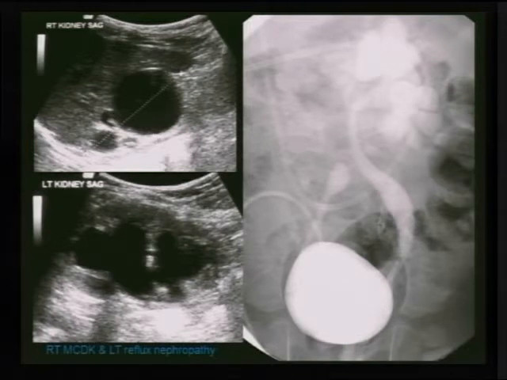VCUG was done for this child, and you can see the ureteric bud. It has been cannulated in this child. It has not reached the kidney, and this is typical of the ureteric bud on the right side.